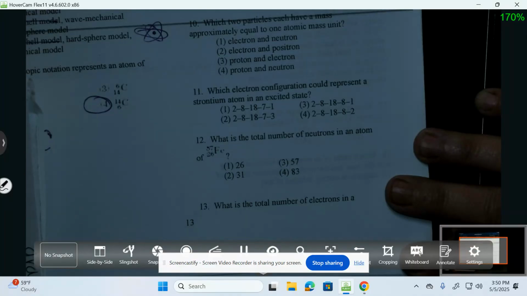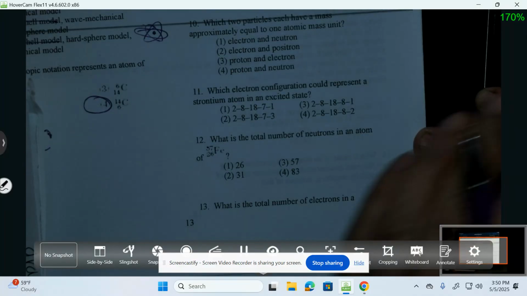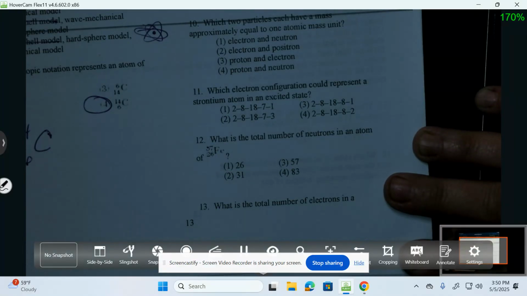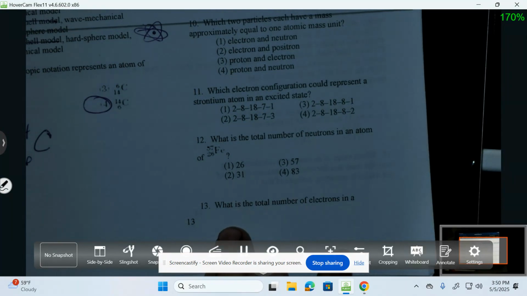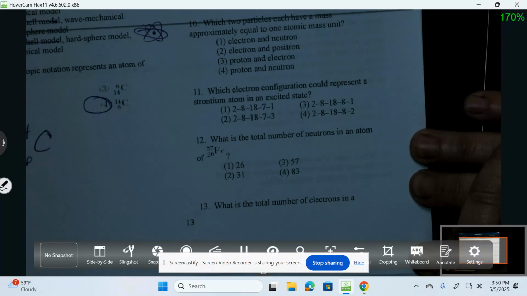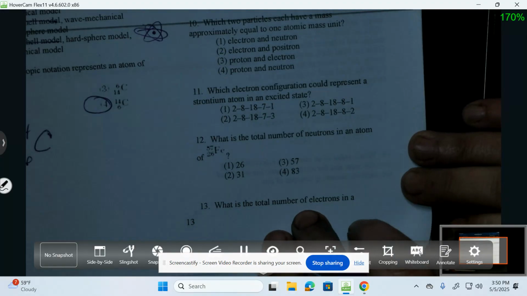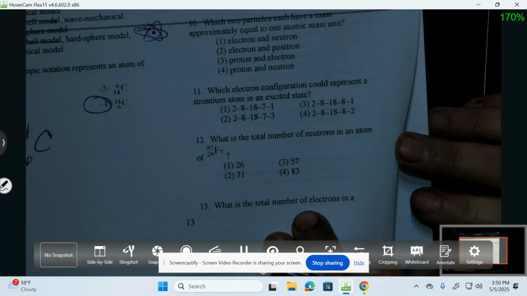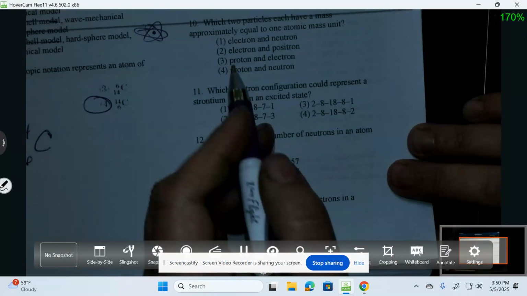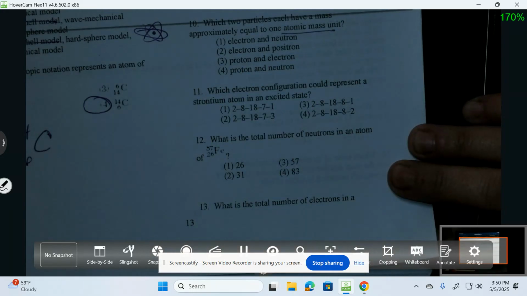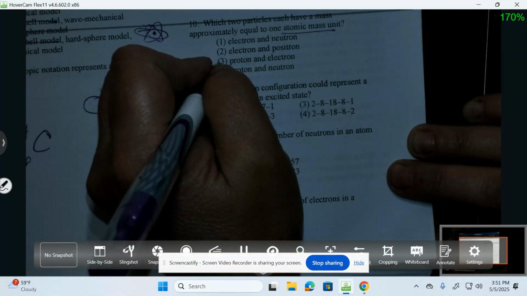Which two particles each have approximately equal to 1 atomic mass unit? That was the table you gave us? Yes, that's the table. Good job. So, which ones have approximately 1 atomic mass unit for their mass? Protons and neutrons.